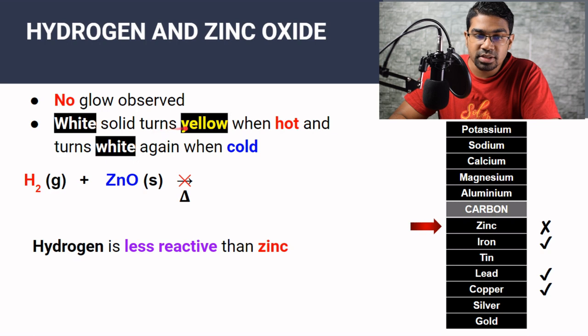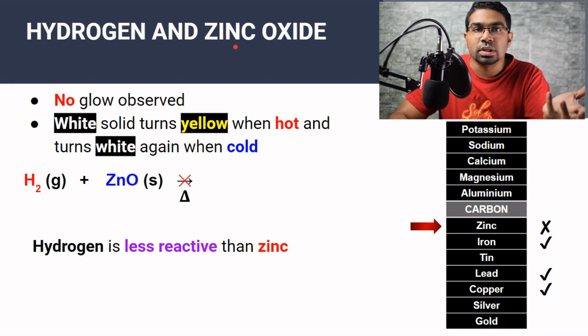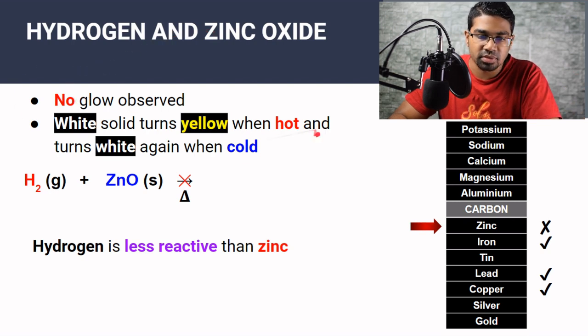In the observations during the experiment, we will still see some change. The white solid turns yellow when it's hot and turns white again when it is cold. Now this is characteristic of zinc oxide. No chemical change has taken place. When you heat up zinc oxide, when it's cool at room temperature, it is a white solid. But when we heat it up, it turns yellow. So the turning yellow and turning back to white is characteristic of zinc oxide. No reaction has taken place here, no glow is observed.